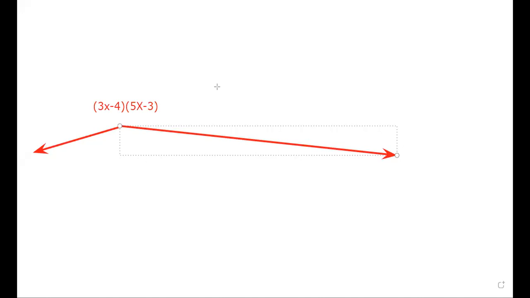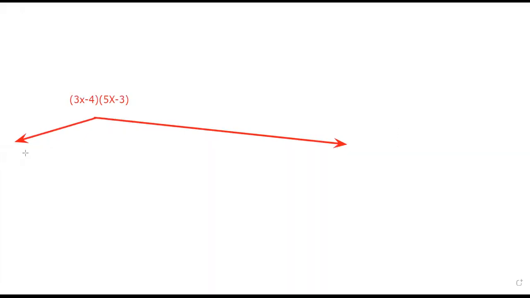We can use a FOIL method or we can use the distributive property. So it's up to you which way you want to use it. First we can divide the first binomial, then we put 3 and then x, and then we have 3x and then 5x minus 3, minus 4, then 5x minus 3. Then we will start to multiply.